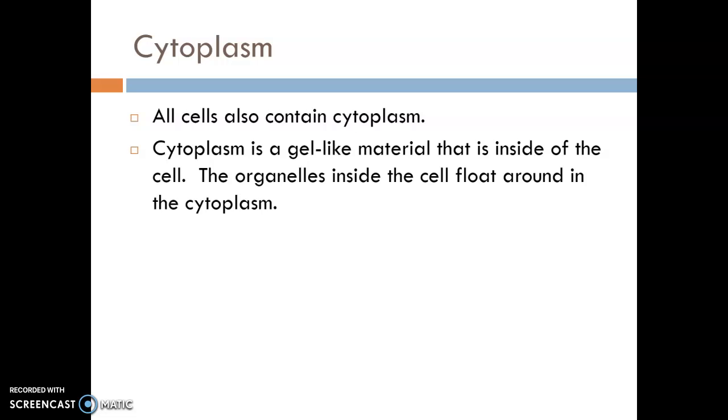Cytoplasm. All cells also contain cytoplasm. You're going to find cytoplasm in both diagrams of a plant and animal cell. I will go back and look at my notes over those. Cytoplasm is a gel-like material that is inside of the cell. The organelles inside the cell float around in the cytoplasm. So, cytoplasm is that organelle that holds everything in place. Anything that moves or floats is probably laying in a layer of cytoplasm.